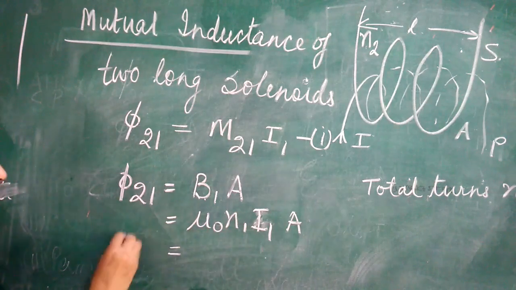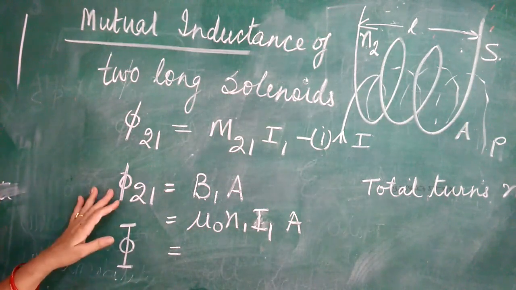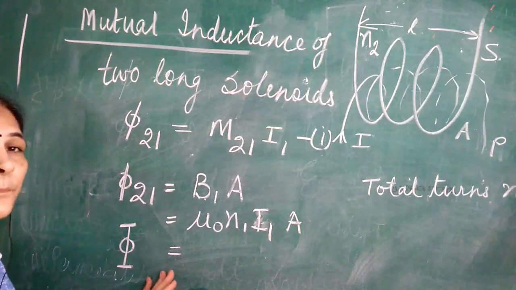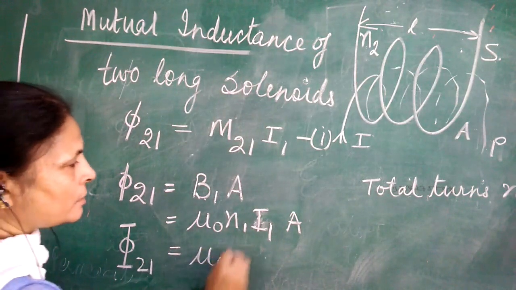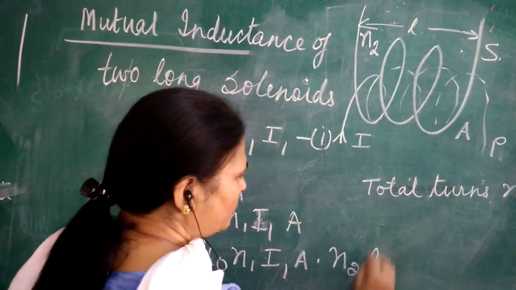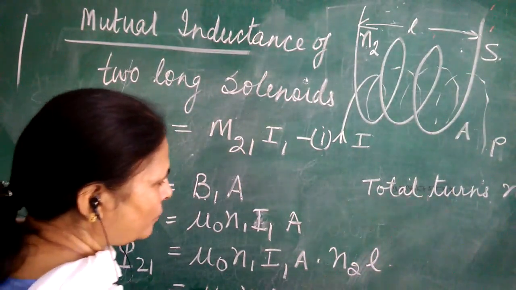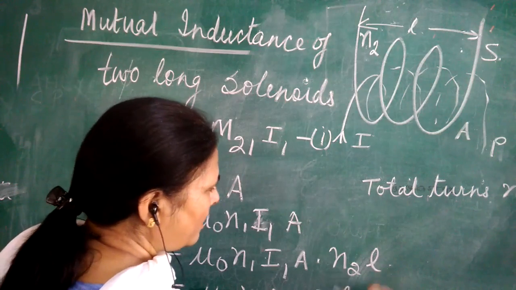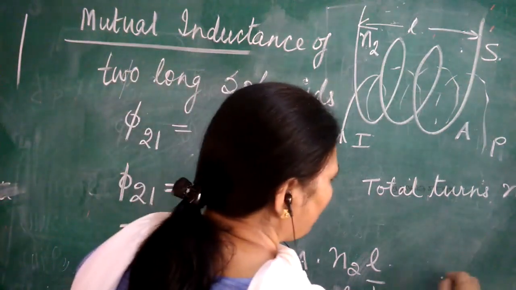So the total flux is now again denoted by capital Phi. This was the flux associated with a single turn. Now this will be for all the turns. So phi 21 will be equal to mu naught N1 I1 A multiplied by N2 L. This is going to give me mu naught N1 N2 A L and then I1. This is my equation number 2.